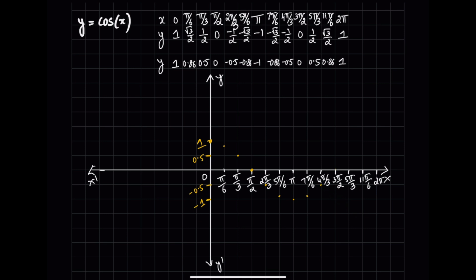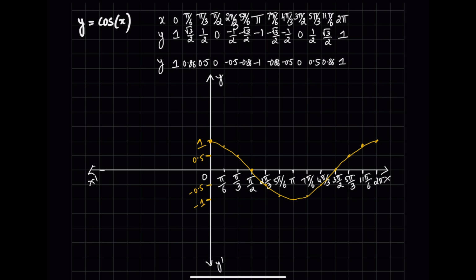Cos 3 pi by 2 is again 0. Cos 5 pi by 3, 300 degrees, would be 0.5. And cos 11 pi by 6 is 0.86. And cos 2 pi, cos 360 is 1. Now let's join all these plot points and see how the cosine graph would be. So we are going to join these points, and this is how the cos graph would look like.